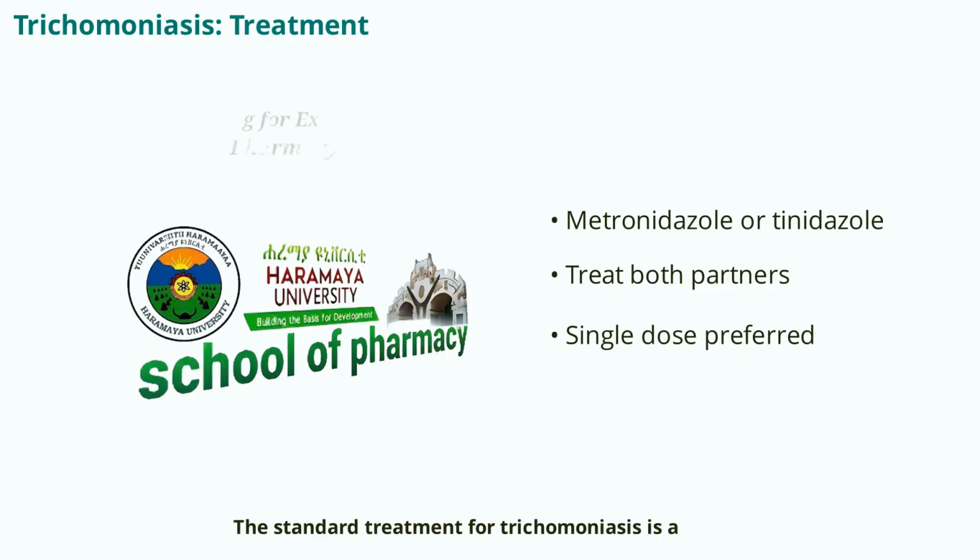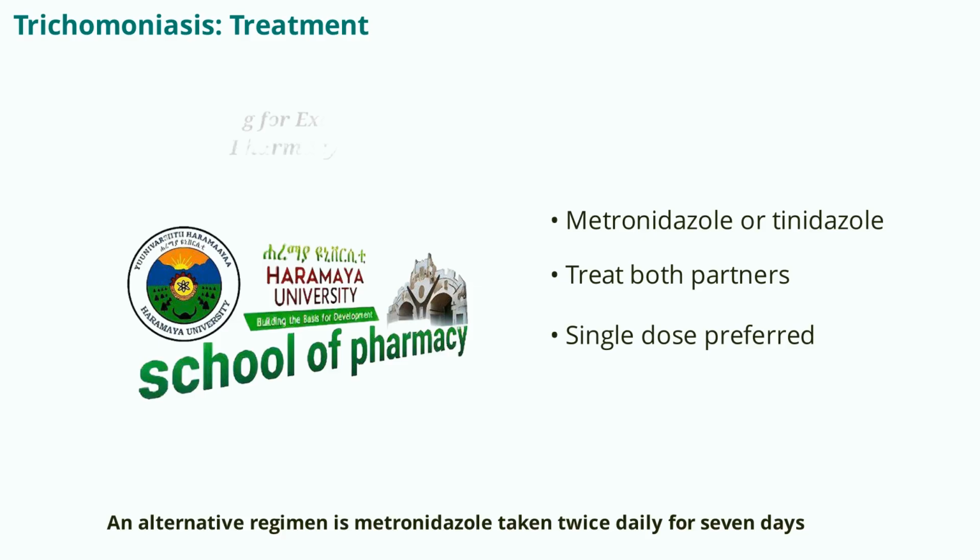Standard treatment for trichomoniasis is a single oral dose of metronidazole or tinidazole. An alternative regimen is metronidazole taken twice daily for 7 days. Cure rates are highest when both sexual partners are treated at the same time. For pregnant women, the single-dose regimen is preferred. If initial therapy fails, a second course or higher doses may be needed.